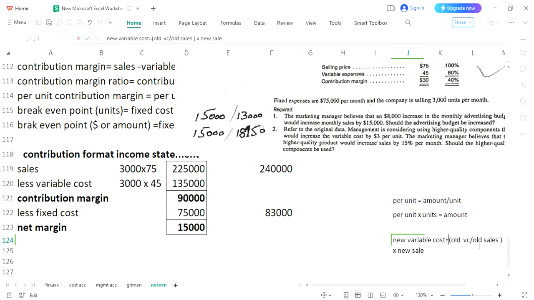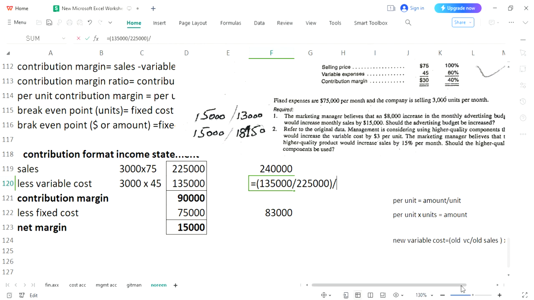Okay, how can we calculate it? We will take old VC. So come over here and take old variable cost, which is 1,35,000, put it over here, and then you need to divide it by old sales. Look, old sale was 225,000, put it over here, and then you need to put the brackets on both sides. Write the same on your scientific calculator, and then you will be multiplying it with new sales.